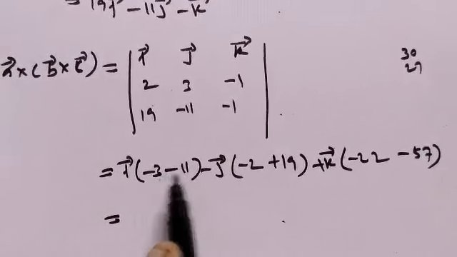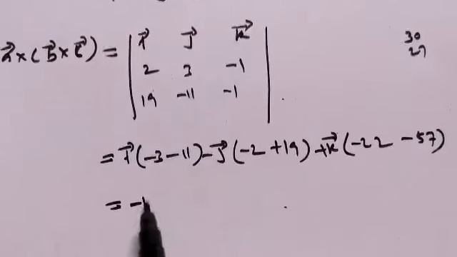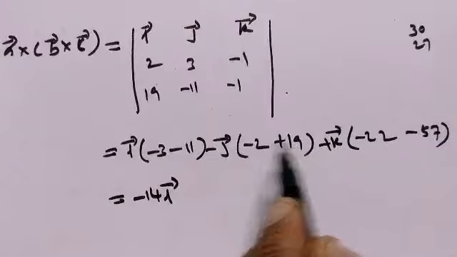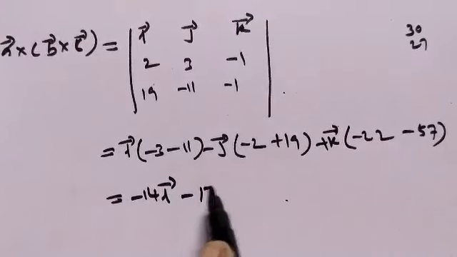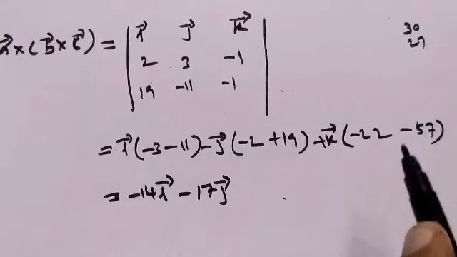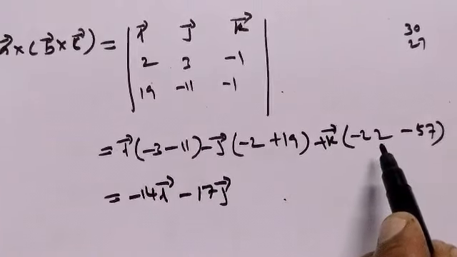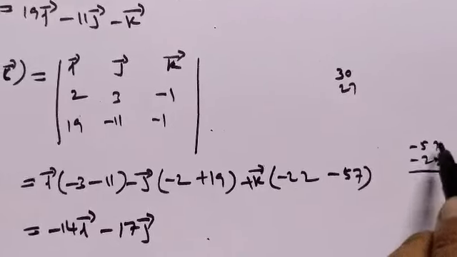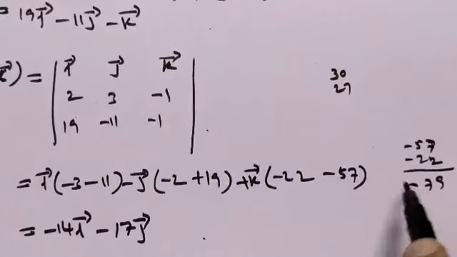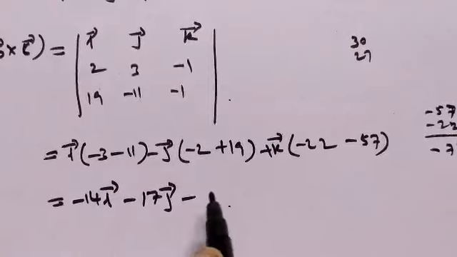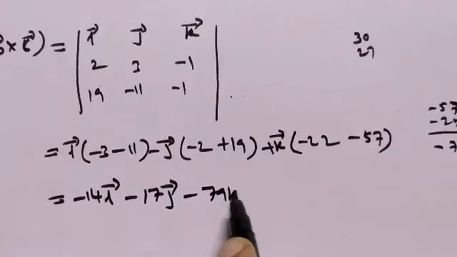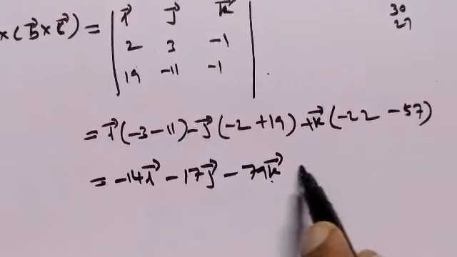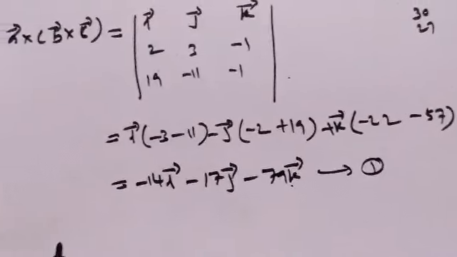3 tens are 30, 3 nines are 27, so 57. So, equal to minus 3 minus 11, minus 14 i vector, minus 14 i vector, minus 2 plus 19 is 17, minus 17 j vector, minus 22 minus 57, minus 79 k vector. This is equation 1. So next.